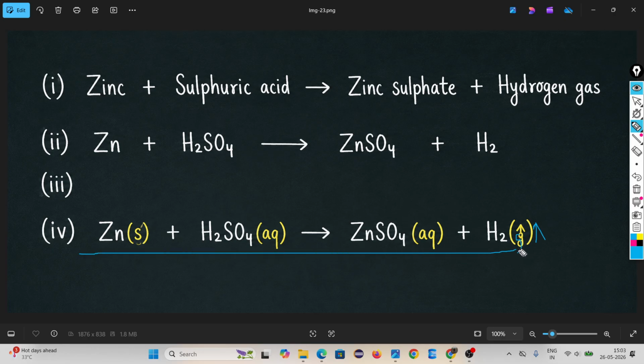Now by looking at this, you understand, na? Zinc is a solid. Sulfuric acid is aqueous. When they react with each other, they form zinc sulfate, which is aqueous, and hydrogen gas is released.